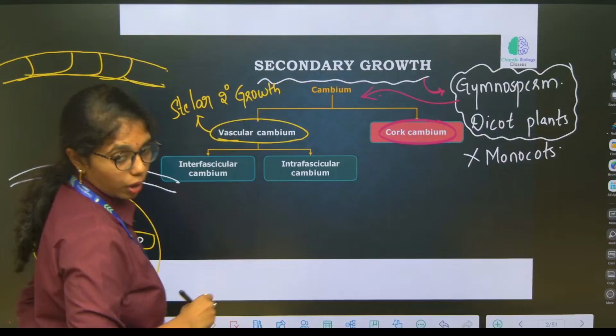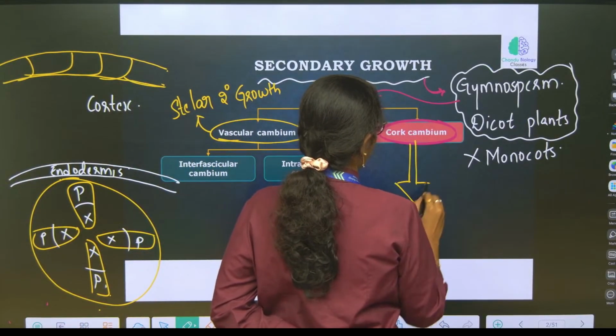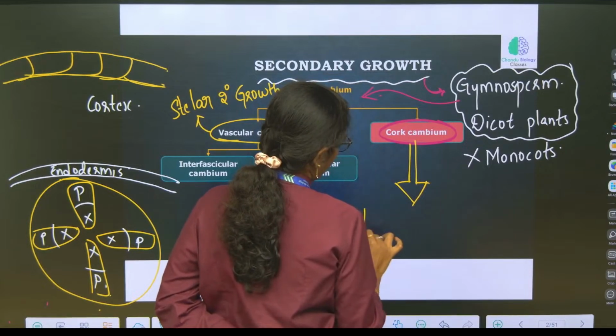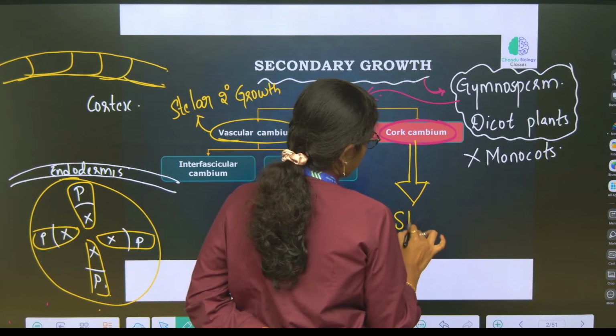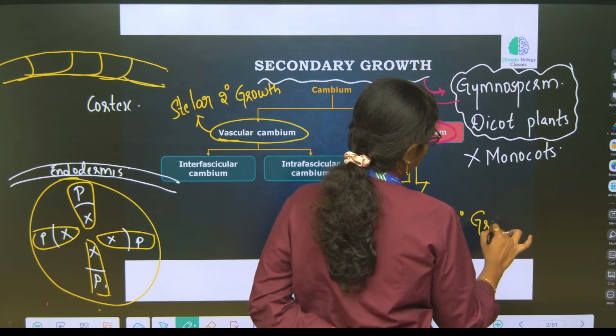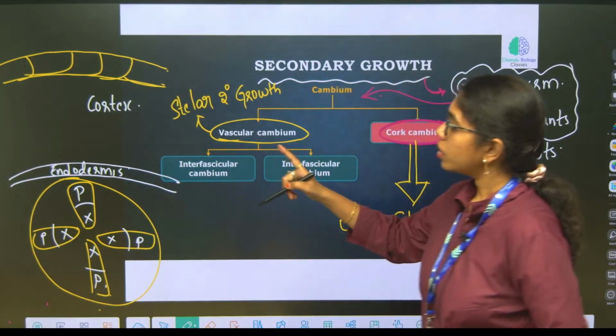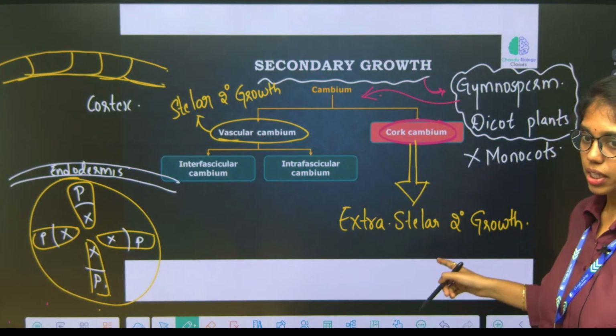Cork cambium will promote extrastellar secondary growth. Fine. So, stellar secondary growth and extrastellar secondary growth.